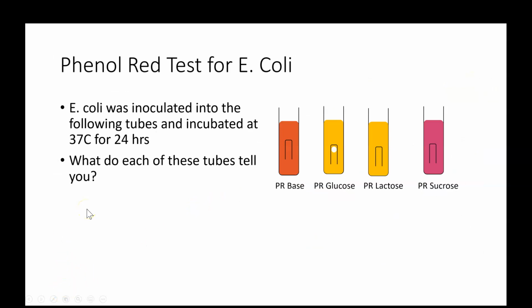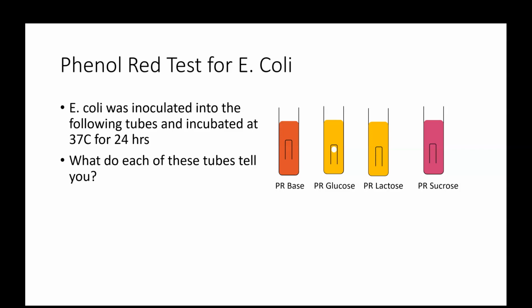Cool. Okay, so another thing that I'm going to change moving forward is I'm going to actually show you actual results for you to interpret. E. coli was one of the bacteria that we would have inoculated in lab. So I'm going to do a fake inoculation for you here, and I'm going to inoculate E. coli into the following test tubes.